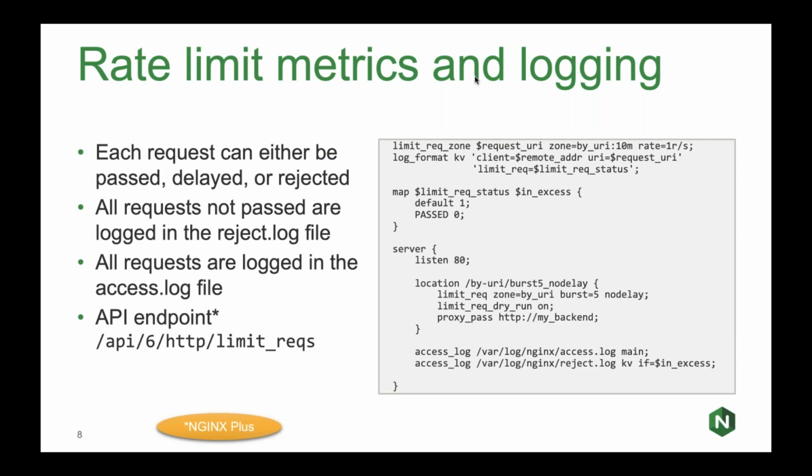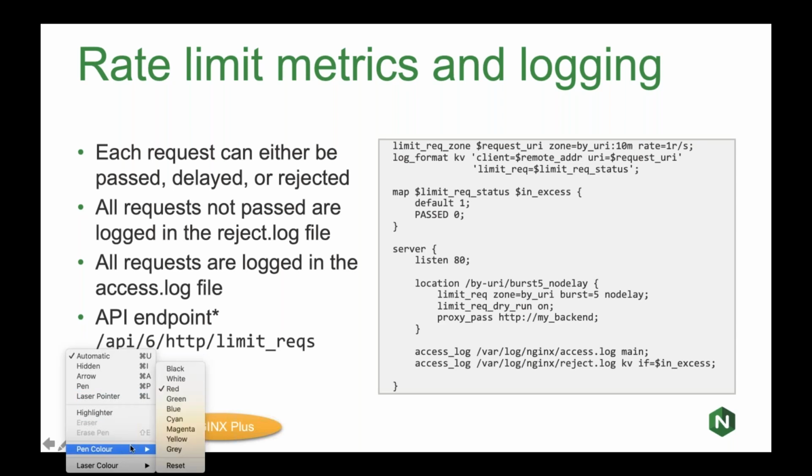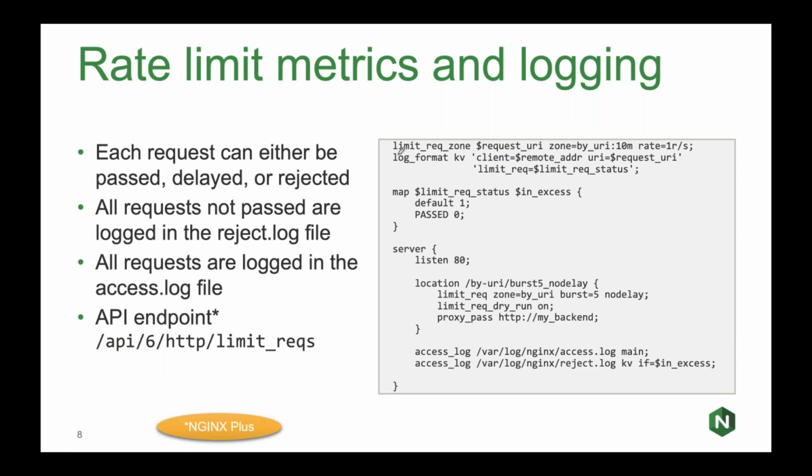So what happens with rate limiting is that we can configure 4 or 5 different behaviors that we want to express for excess requests. So let's just look at this configuration here, right at the top. And let me just draw on a page so we can see what we're doing. Okay, so right at the top here, we've got limit_req_zone.